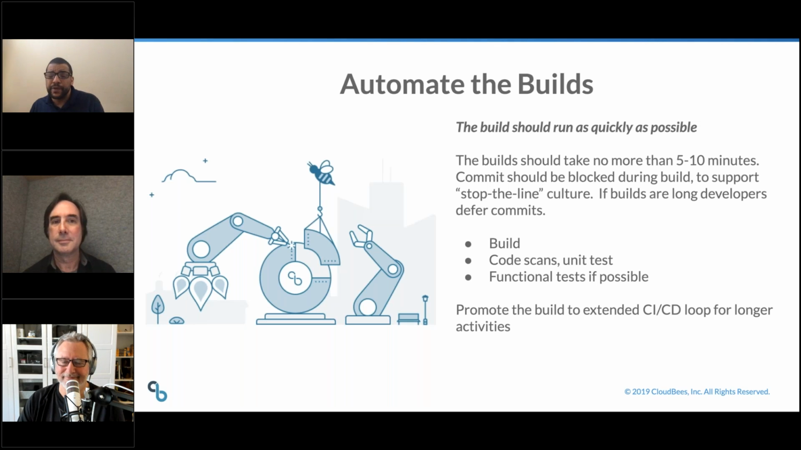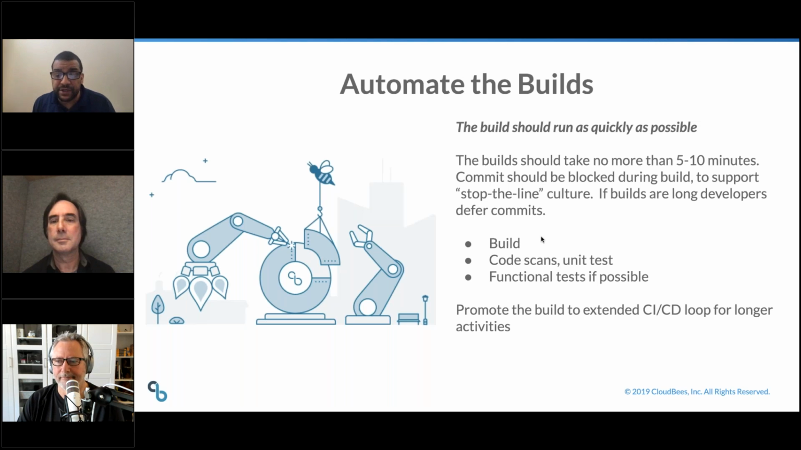If builds are long, what happens without fail is developers divert commits because they don't want to wait an hour, right? They want to continue working. So what ends up happening is changes stack up. Now you have a bulk of changes. You have more chances for error.